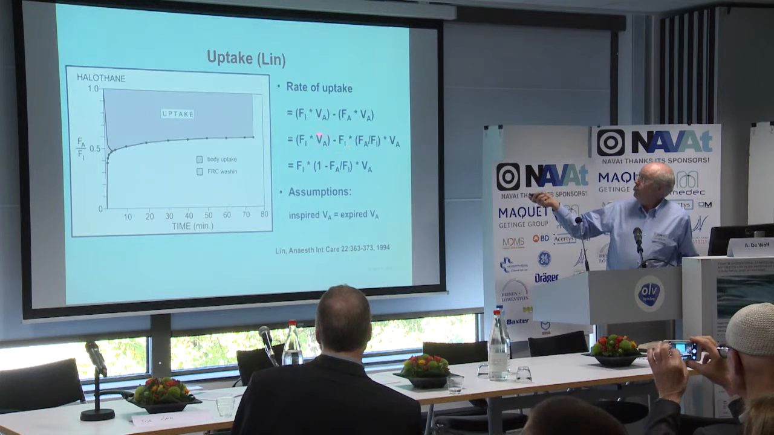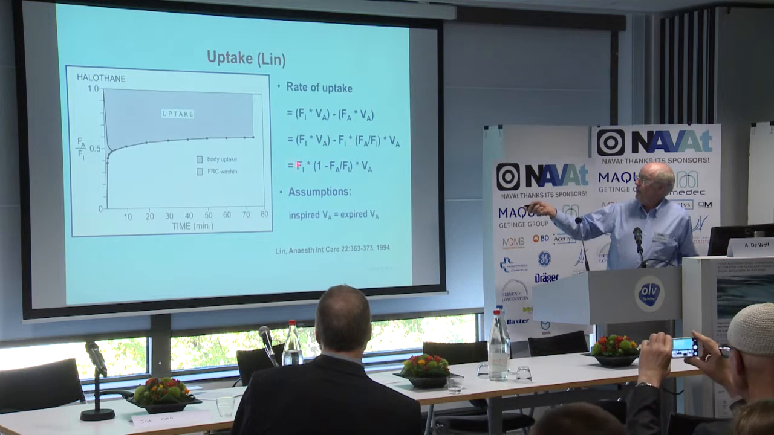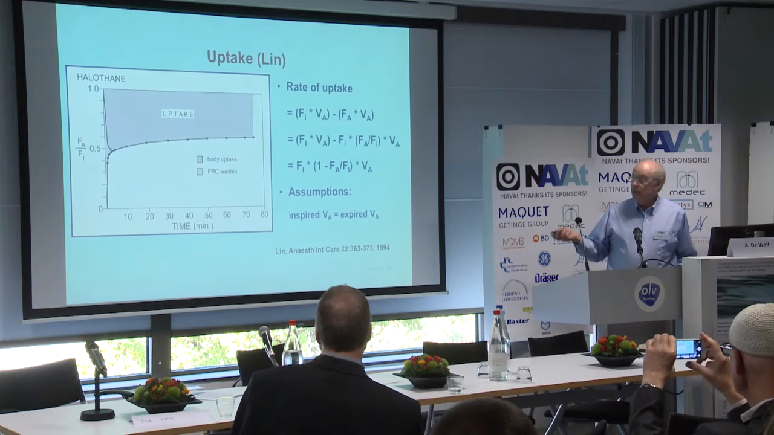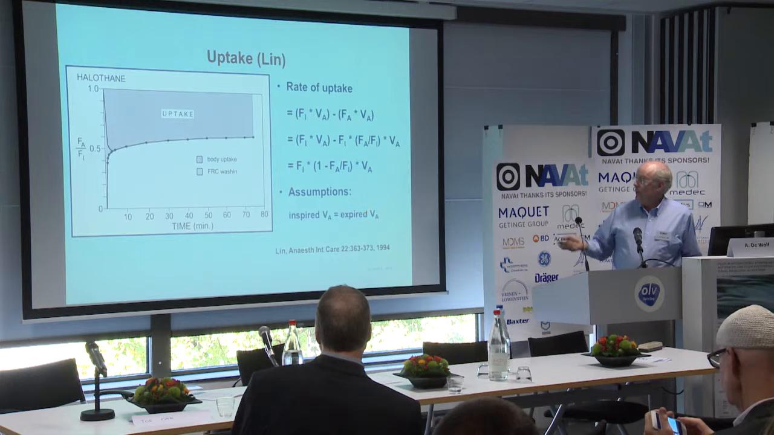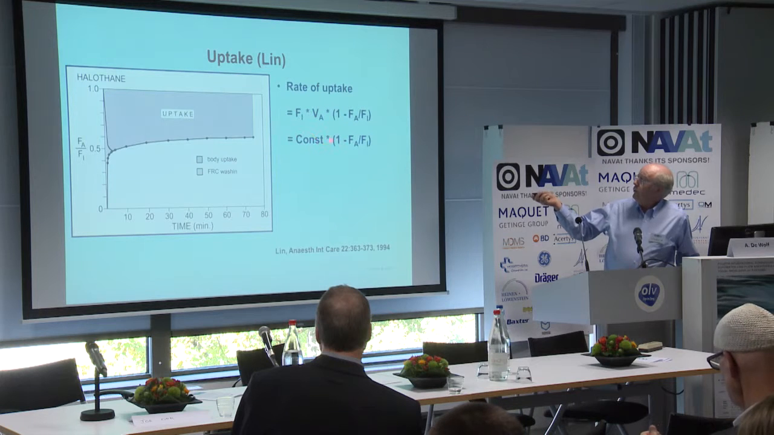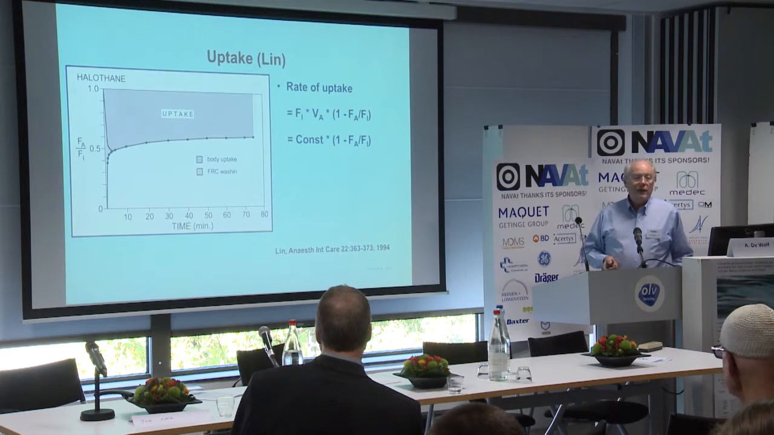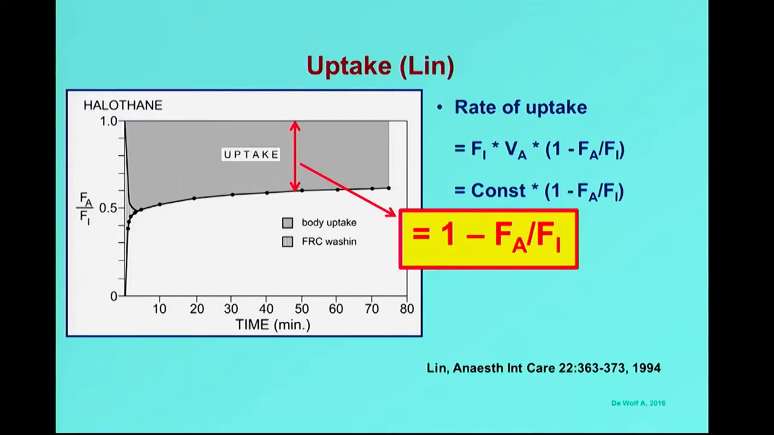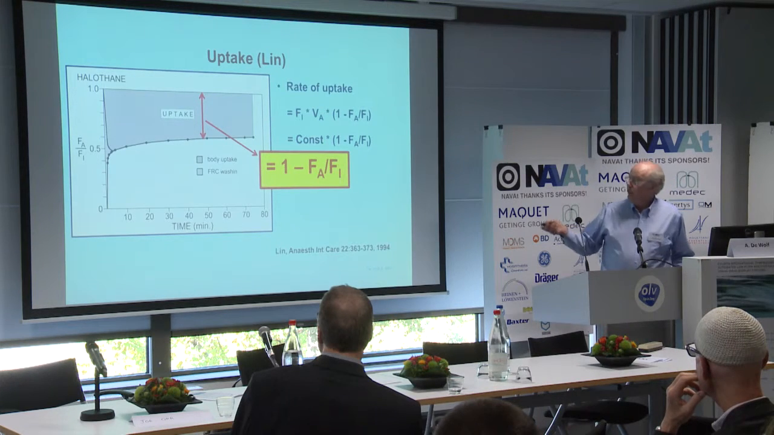the uptake. If you rearrange this formula, you come up with this: Fi times 1 minus Fa over Fi times VA. The assumption that is made here is that inspired minute ventilation is the same as expired minute ventilation. So if we look at the uptake, we see that it's a constant times 1 minus Fa over Fi. The area above the curve is 1 minus Fa over Fi. And therefore, the area above the curve, with some assumptions that you have to make, very well reflects the overall uptake of your agents.